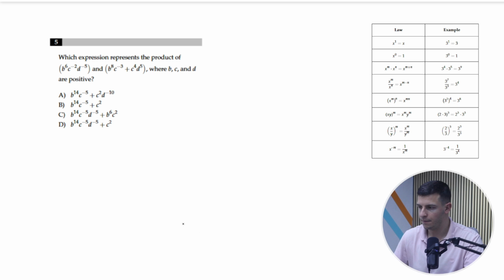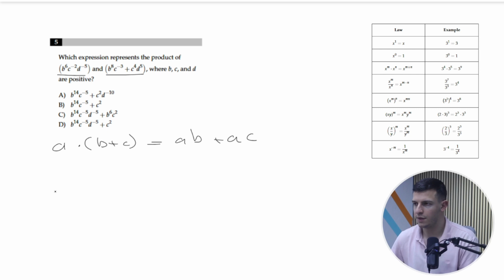Okay. So which expression represents the product of this and that, where B, C, D are positive? Okay, this is basically multiplication of brackets, right? So it's like A product. It says A times B plus C, right? How do we open that? We say AB plus AC.